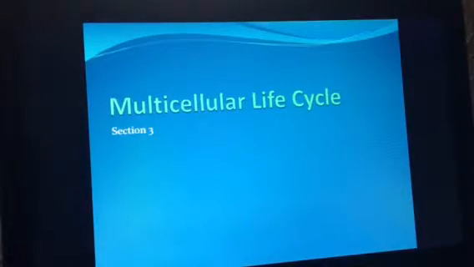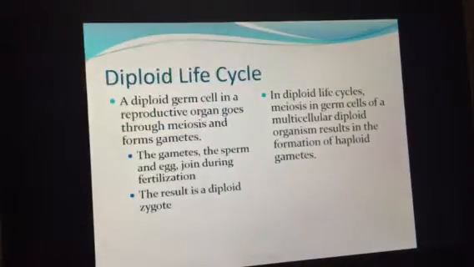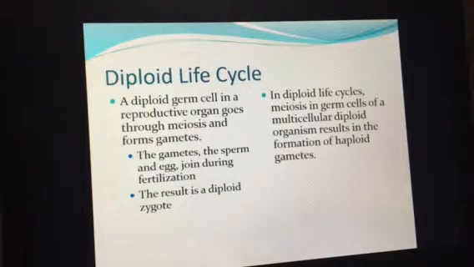Okay, so multicellular life cycles. First off, in a multicellular life cycle, we have what we know as a germ cell. Germ cells are typically diploid cells and are in the reproductive organs. They're going to be the cells in your body that go through meiosis to form your haploid gametes. They always start out diploid and then they go through the process of meiosis.